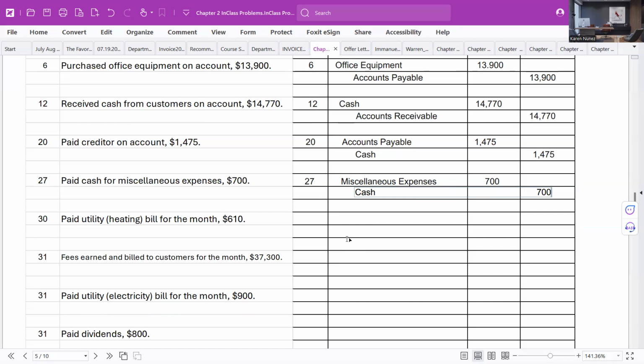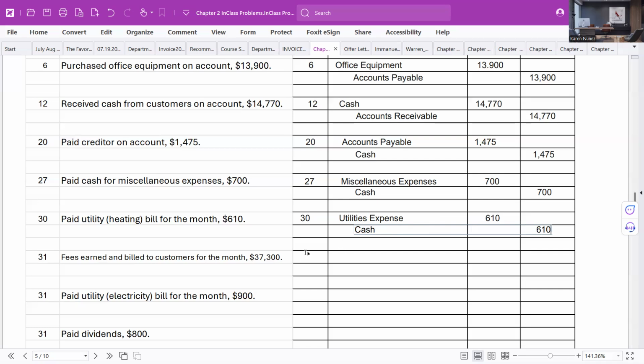And then we're paying our utility bill on the 30th. So again, another expense looks just like the last few, right? But now we're just going to call it something different. It's utilities expense, right? For 610. Record that expense. The way we increase our expenses is by debiting them. And we're paying. Indent that credit to show the reduction in the cash account with a credit. Credit cash for 610.